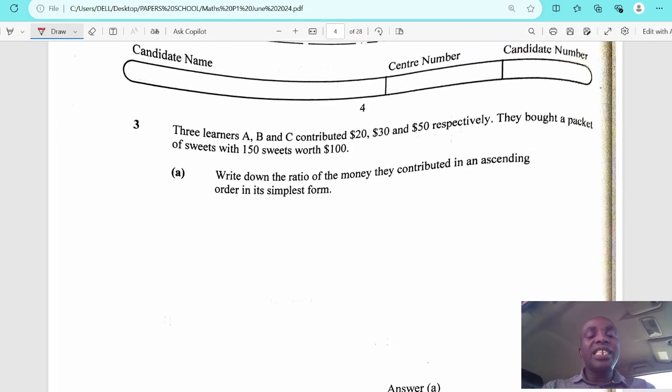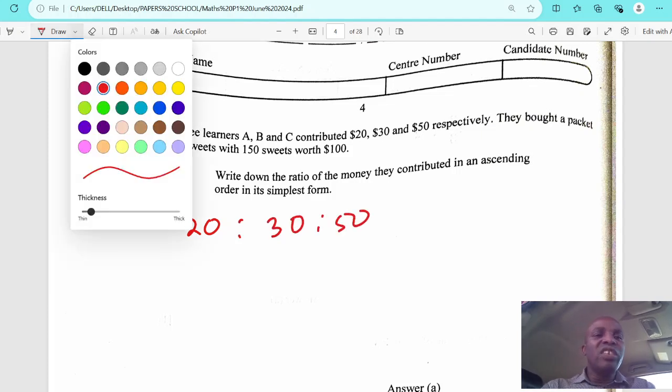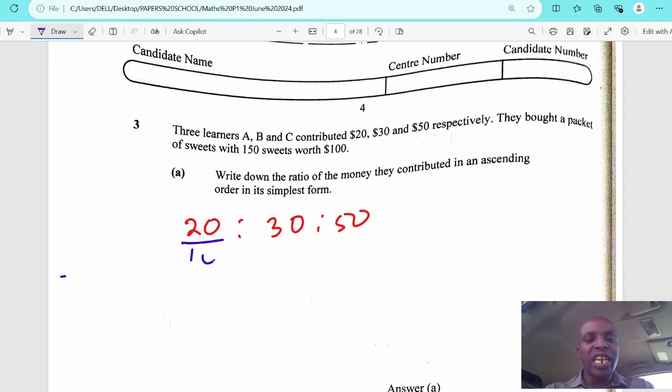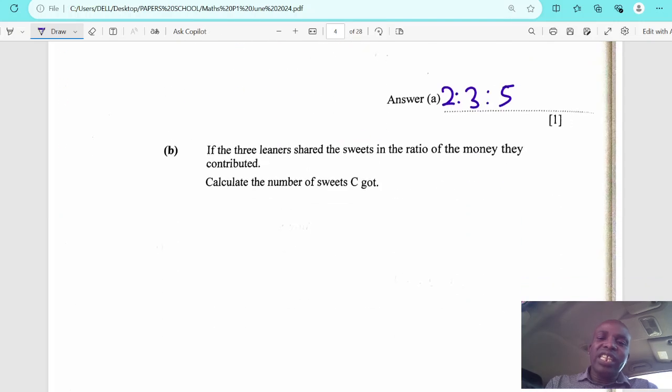Next, 3 learners A, B, and C contribute $20, $30, and $50 respectively. They bought a packet of sweets with 150 sweets worth $100. Write down the ratio of the money they contributed in ascending order in its simplest form. The ratio in ascending order starts with the smallest: 20 to 30 to 50. Then we divide, common factor is 10 here. So divide everything by 10. So it will be 2 to 3 to 5. Just like that's the ratio.